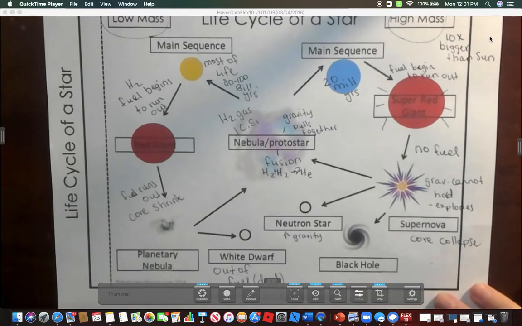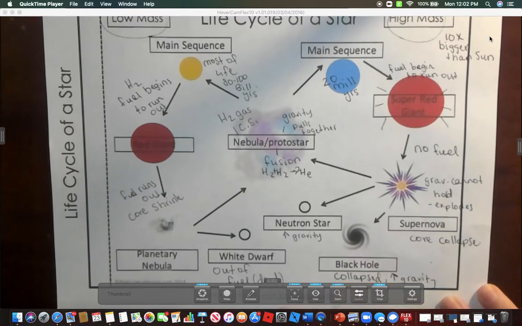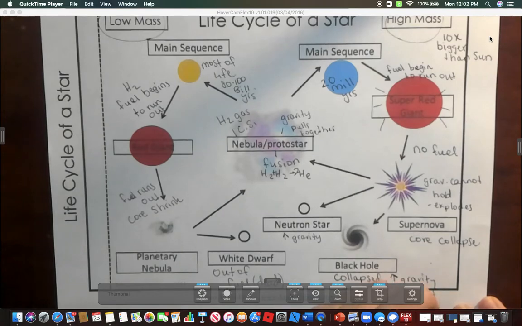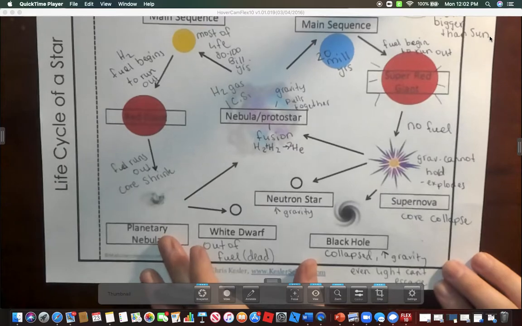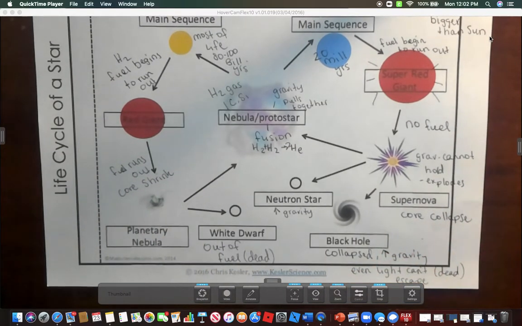Okay, we can also get a black hole. A black hole is a collapsed massive star, so it's completely collapsed. There is a lot of gravity, and its gravitational pull is so great that even light can't escape. So the black hole is kind of our dead version of the high mass star.